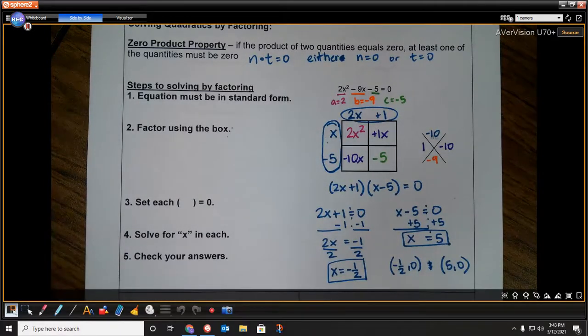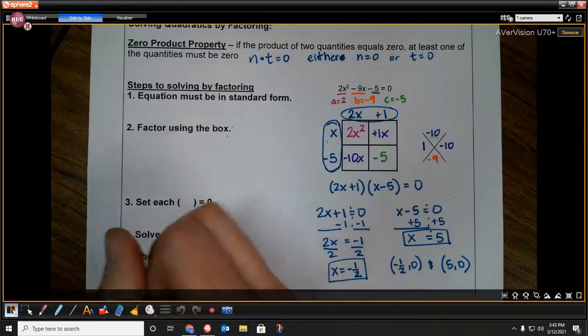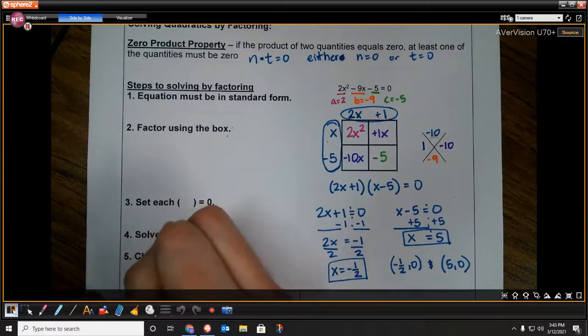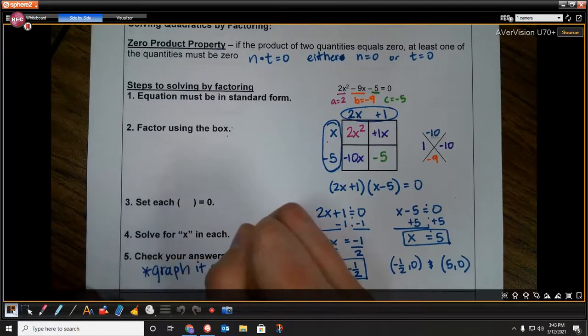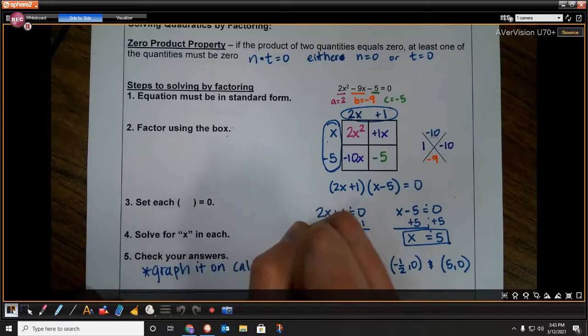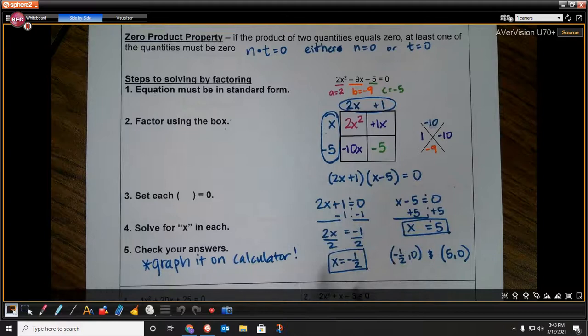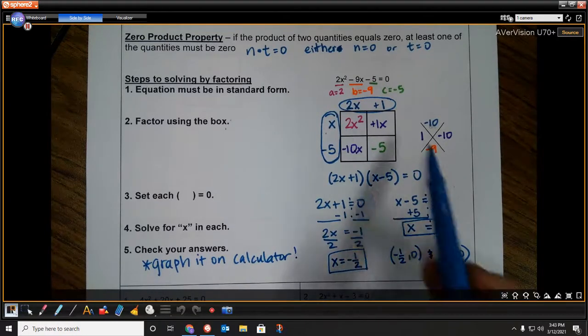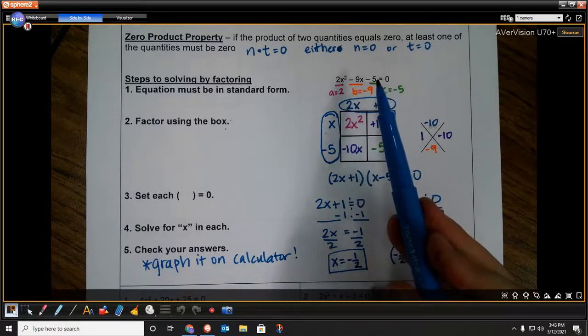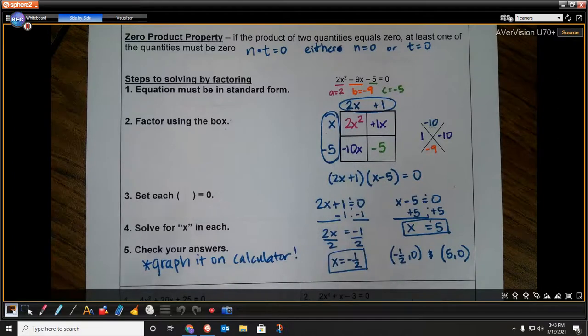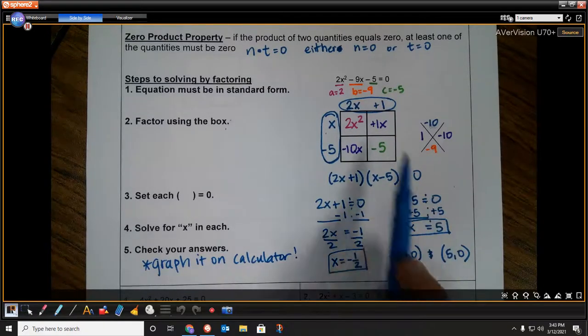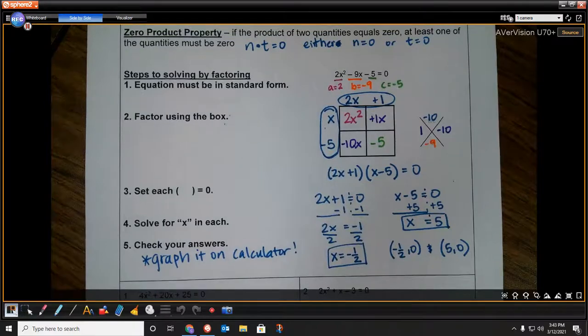And so guys, whenever you want to check your answers, make sure that you graph it on your calculator to check it, all right? You can always graph it on the calculator to check your answer. You can also plug this x value back into your original equation and it will give you 0. The same would be true if you plugged in your 5. It would also give you 0.